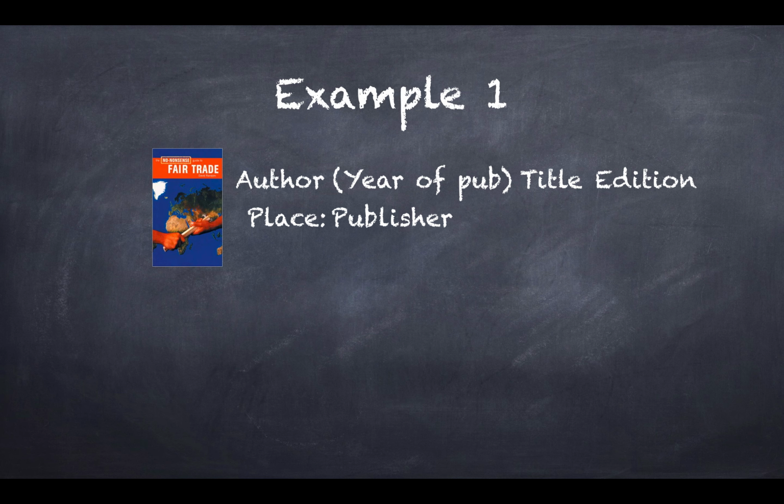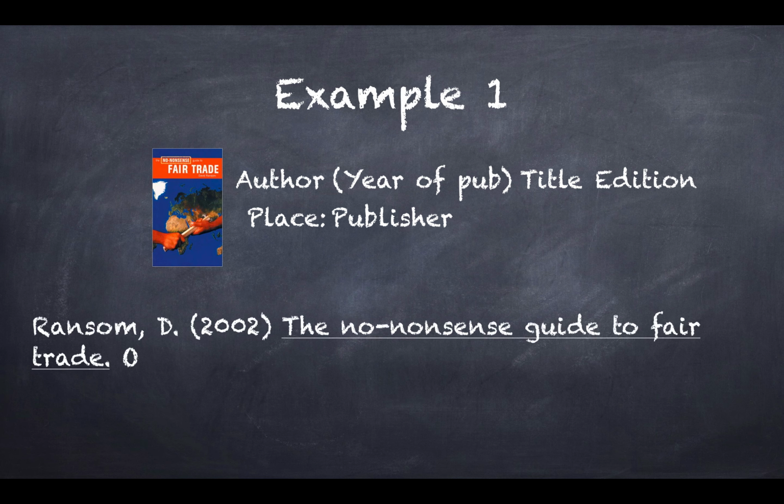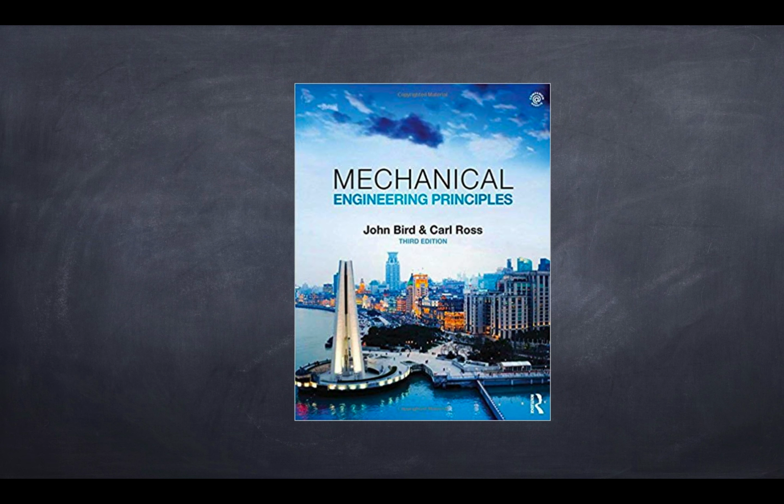Well, it would look something like this. So Ransom, comma, D, 2002 was the year of publication. I've underlined my title. The place of publication is Oxford. And the publisher is New Internationalist. Great. Let's do another example just to see how we're getting on.